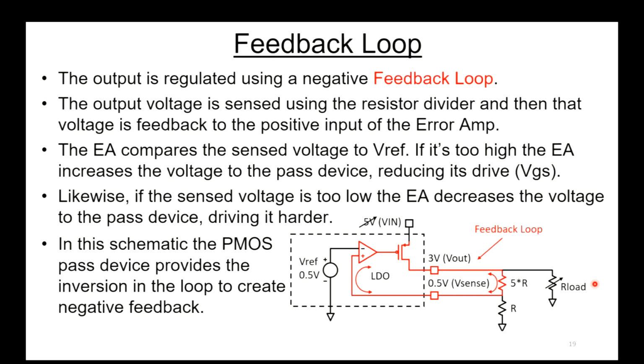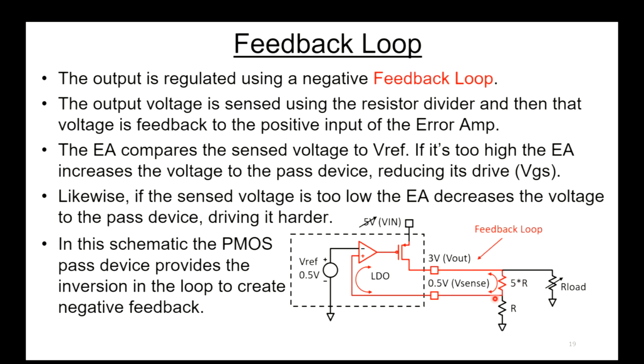Feedback loop. The output is regulated using a negative feedback loop. I show that in the red down below here. The output voltage is sensed using this resistor divider, and then the voltage is fed back to the positive input of the error amp. The error amp compares that to the reference voltage. If the sensed voltage is too high or too low compared to the reference voltage, it will adjust the incoming voltage to the pass device to bring the output back to the regulated value that you want.